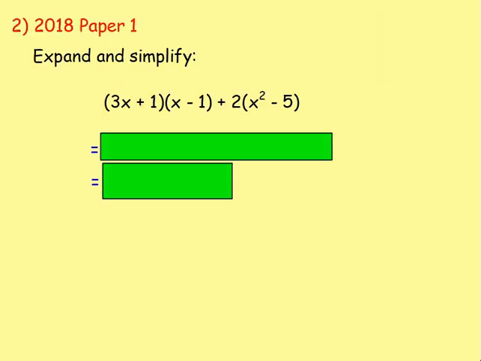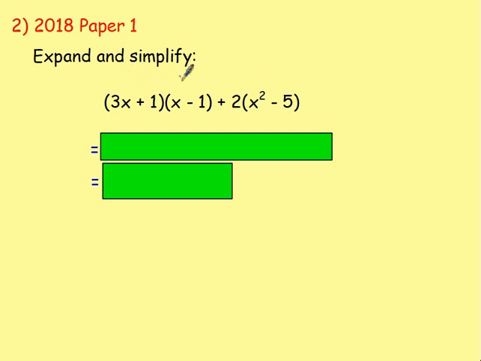But let's try another one. Okay, so here's one from 2018. Again, it's a Paper 1, so it's a non-calculator question. We have 3x plus 1 bracket x take away 1, close bracket, plus 2 bracket x squared take away 5.